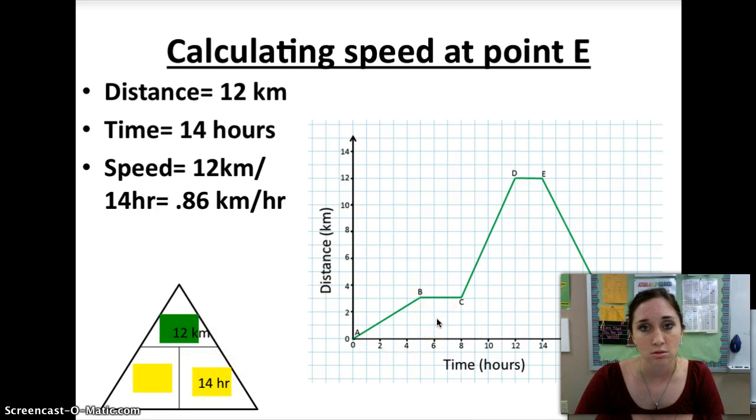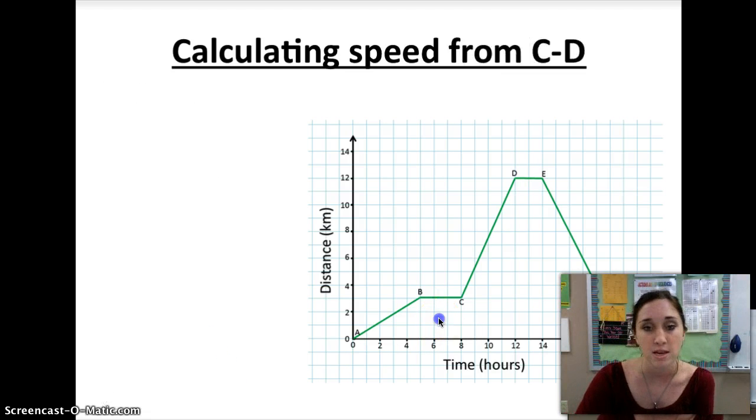All right, so let's do another one, and it's not going to be at a single point. This one is going to be from C to D. We talked about this yesterday: from C to D, this is going to be a constant speed. We did this in class yesterday. We talked about constant speed versus no motion versus walking backwards. Right here at C to D, that is going to be a constant speed. So what we first need to do, guys, is figure out at C, what is my distance and what is my time?